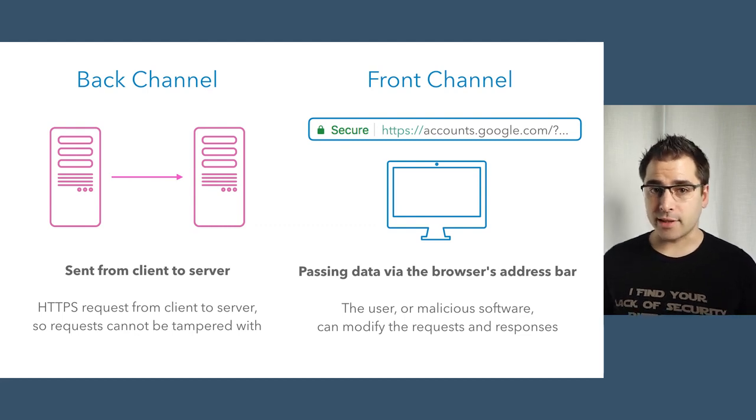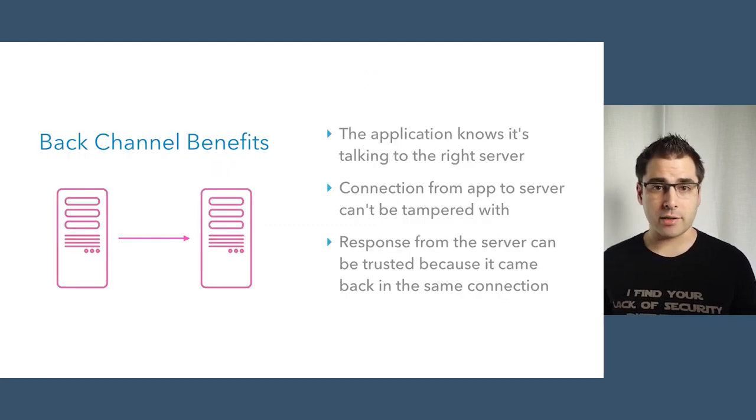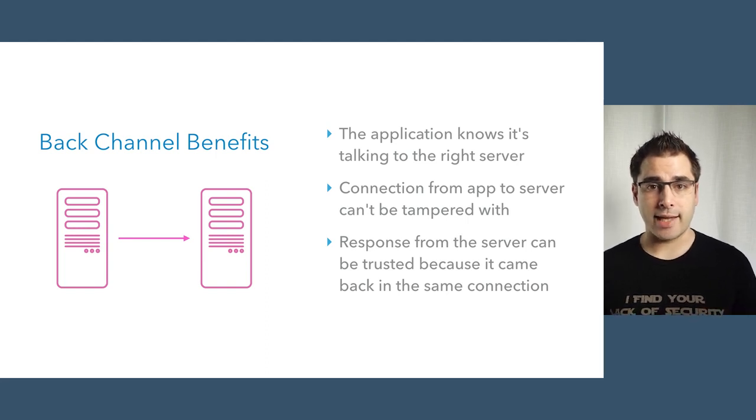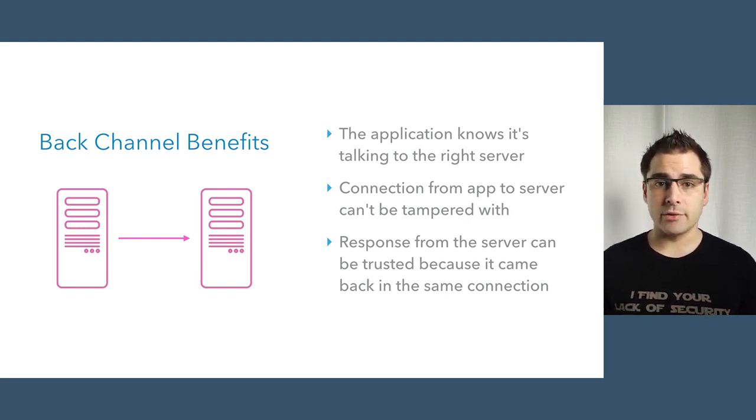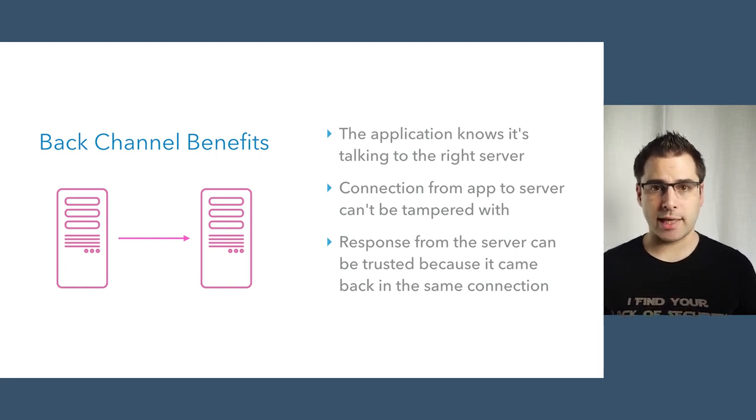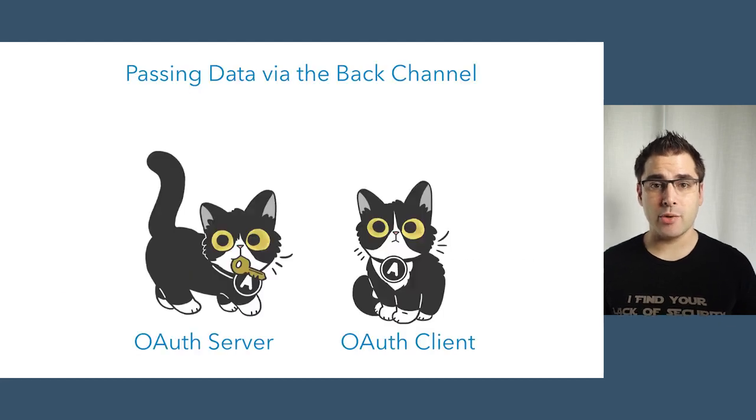There's a lot of benefits to the back channel that we often take for granted even. Because it's over HTTPS, we can validate the certificate, so the client knows it's talking to the right server. Once that connection is established, it's encrypted, so that data can't be tampered with in transit, and the response that comes back can be trusted immediately because it's part of that same connection that was established. I like to think of this as hand-delivering a message where you can walk up to somebody, you can hand them a thing, you can see them, they can see you, you can see they took it, you can be sure that nobody else stole it in that process.